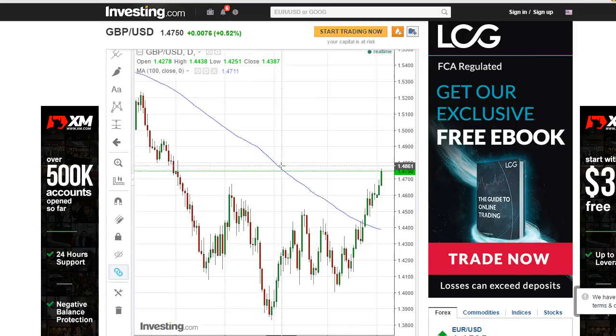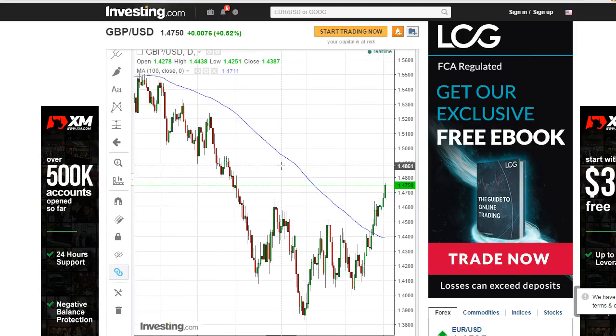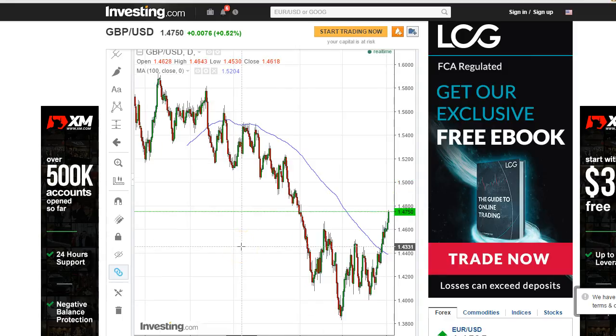Some people use the averages for the simple reason of crossovers. So for example, if you have price crossing a moving average like this, that's a buy signal in this case, and the reverse will be true. So let's find an example of that.